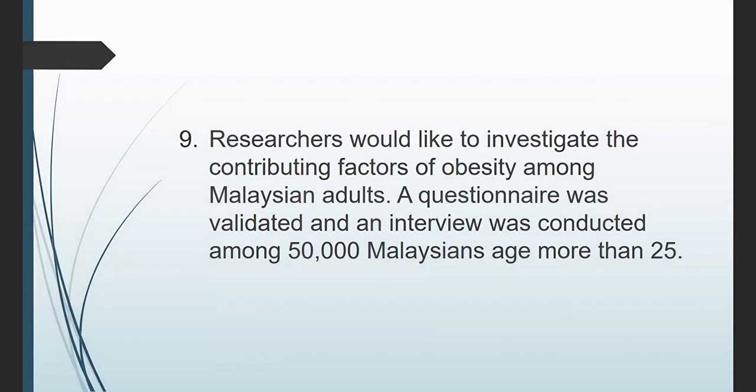All right, a researcher would like to investigate the contributing factors of obesity among Malaysian adults. A questionnaire was validated and an interview was conducted among 50,000 Malaysians aged more than 25. So what is the study design here?